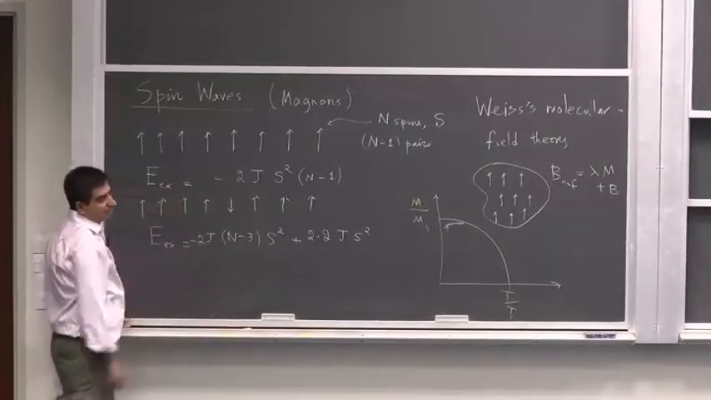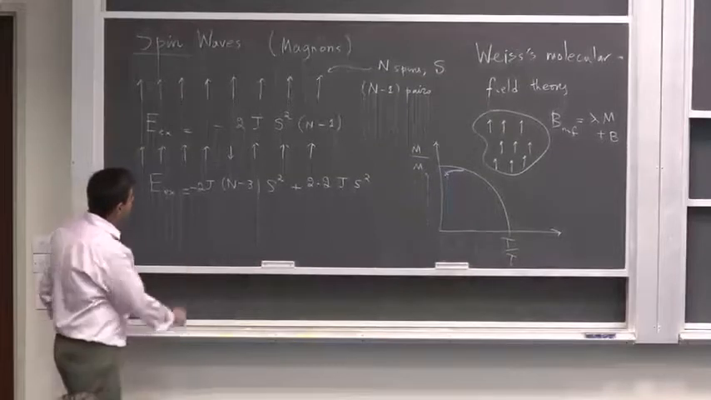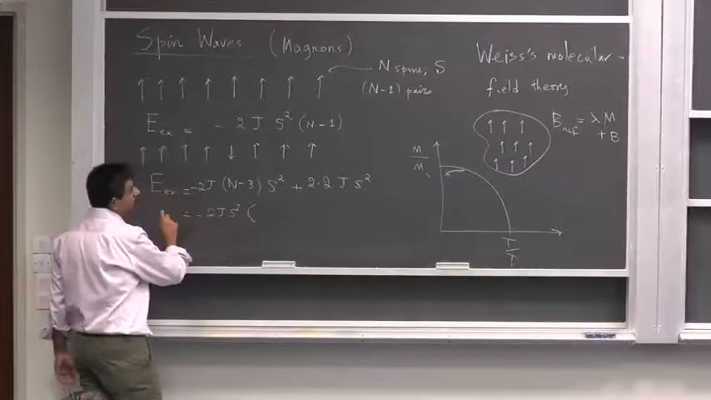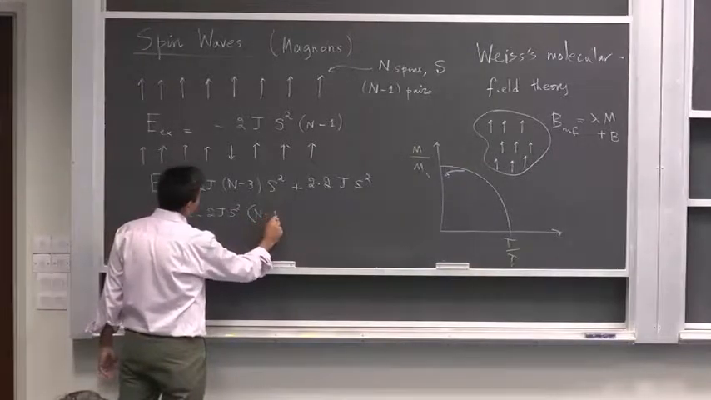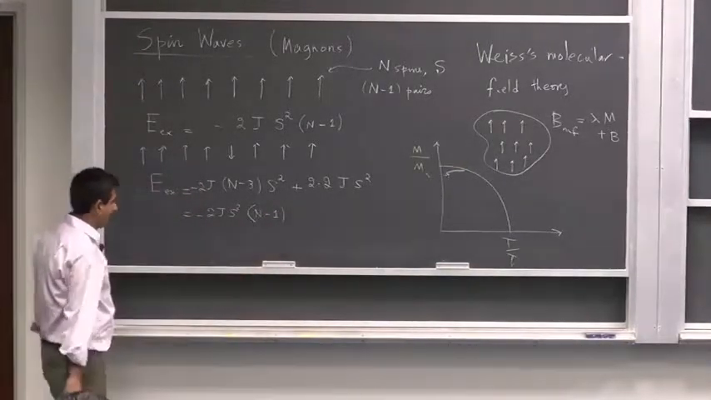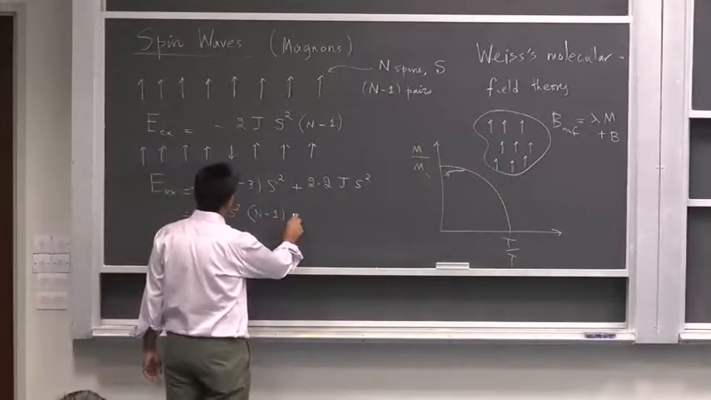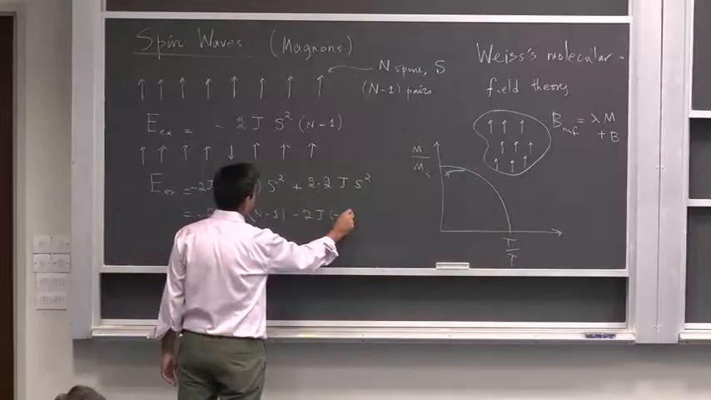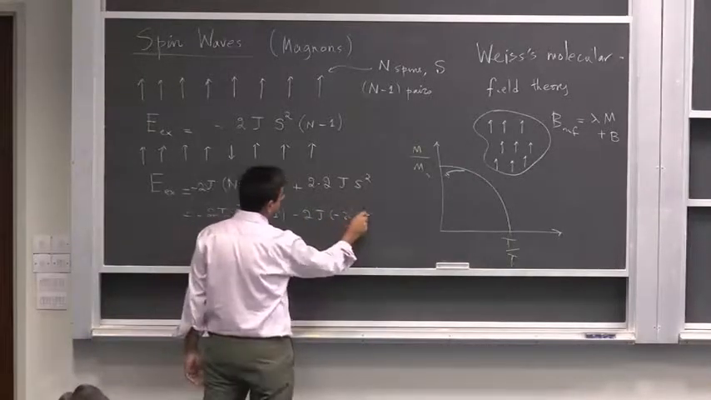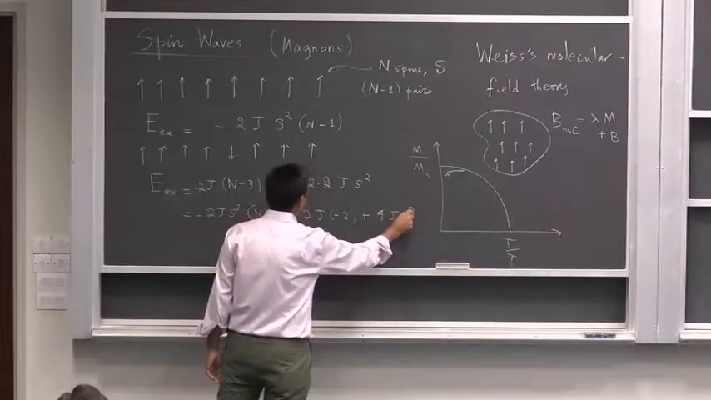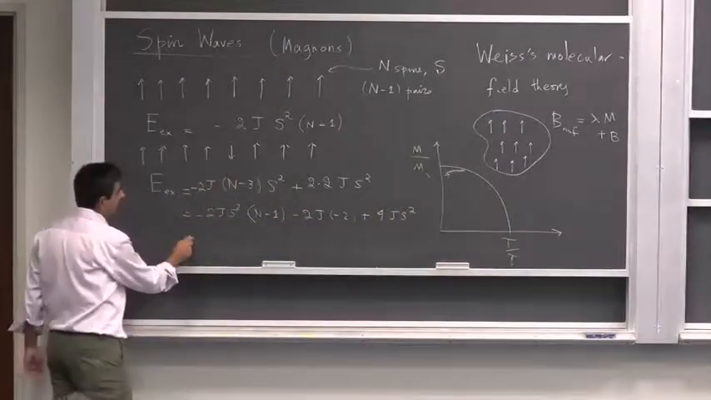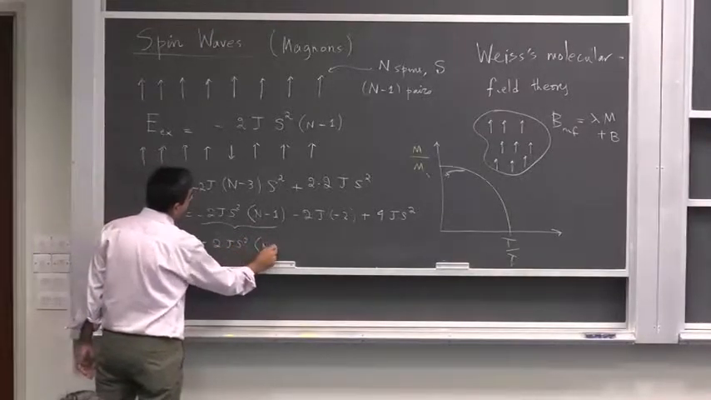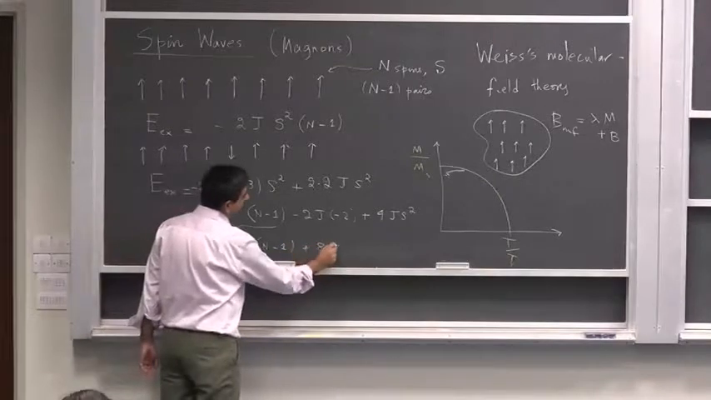So this is the new energy. It is minus 2J S squared (N minus 1) minus 2J S squared times minus 2, plus 4J S squared, and this is 8J. So this thing is minus 2J S squared (N minus 1) plus 8J S squared.